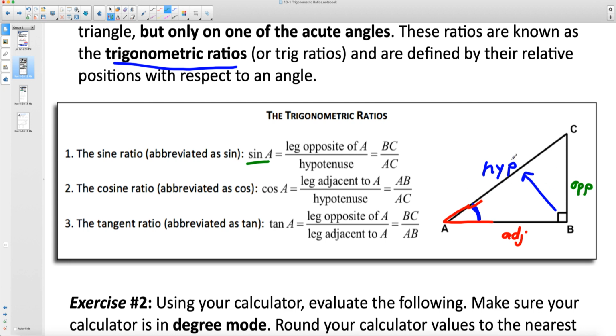So CB over AC. That's the sine ratio. The cosine ratio is the adjacent side, so side AB, over the hypotenuse, AC. And the tangent ratio is opposite, BC, over adjacent, AB. So if we take a look backwards, we actually calculated sine, cosine, and tangent. We calculated the sine ratio, the cosine ratio, and the tangent ratio.